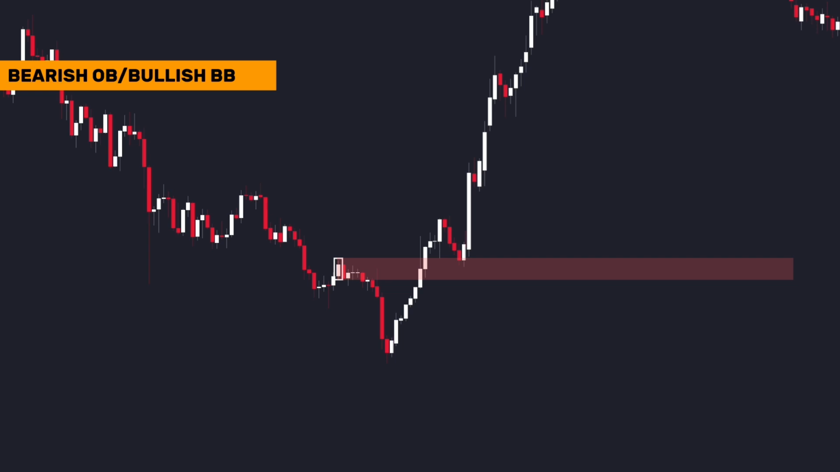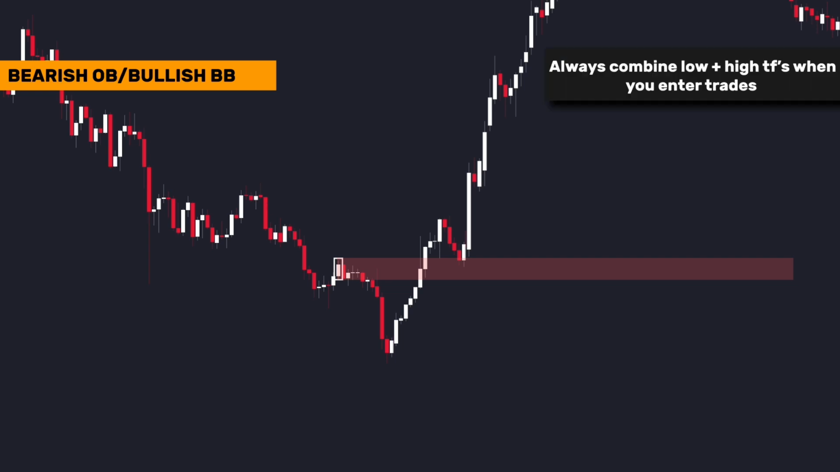This really drives home why I always stress the importance of looking at both high and low time frames together. If you only focus on higher time frames, you might miss crucial details like regular breaks in market structure that show up on lower time frames.